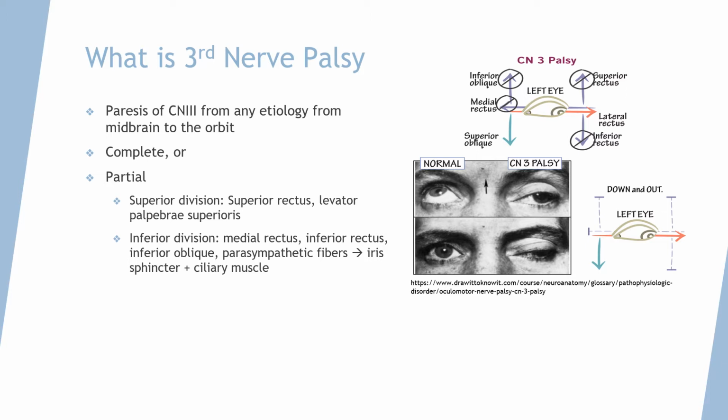The third nerve palsy is considered complete when all of the branches and all the muscles that it's innervating are affected, and it can also be partial. That means the superior division may be affected, which is concerned with the superior rectus and levator palpebrae superioris, or it can affect just the inferior division, which is concerned with medial rectus, inferior oblique, and the parasympathetic fibers. That leads to the constriction of the pupils.